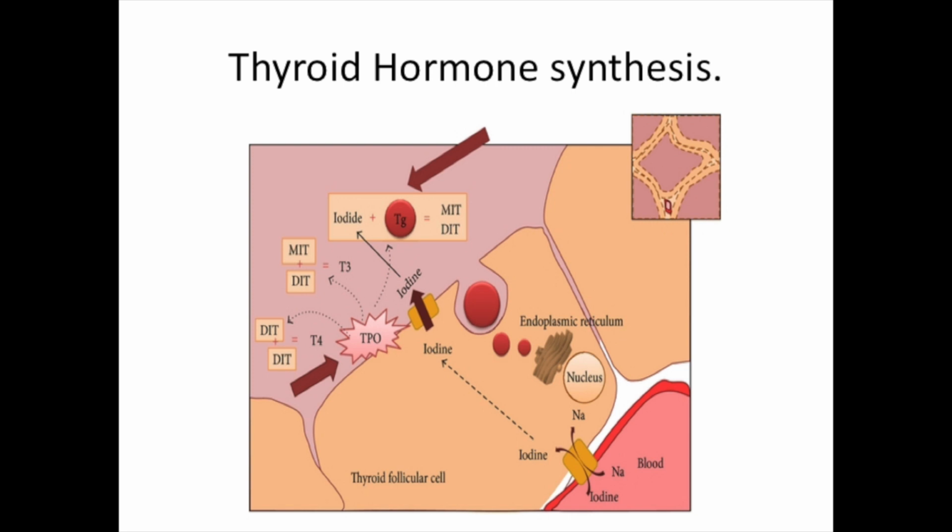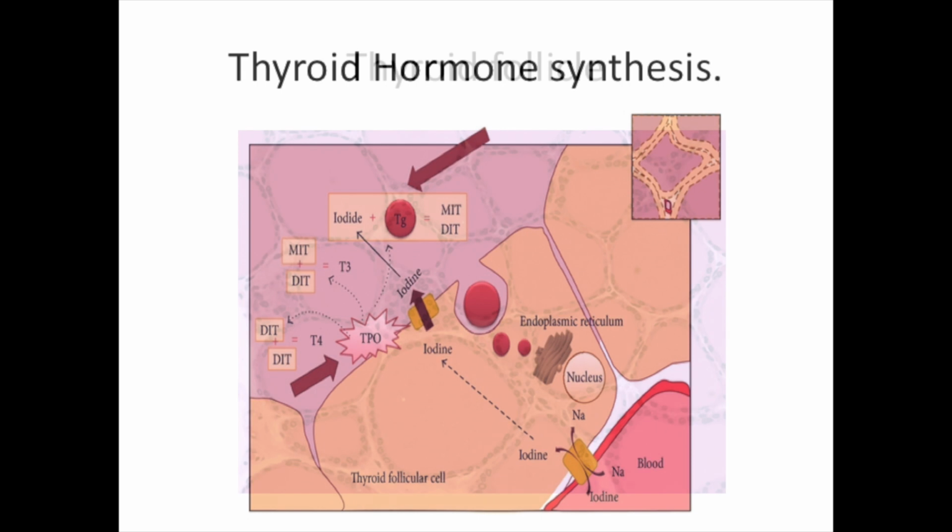peroxidase enzyme, TPO. So imagine if there is any antibody to this thyroid peroxidase enzyme, what will happen? Then the process of thyroid hormone formation will not occur. So if there is any antibody against this enzyme, there will be less synthesis of thyroid hormone.